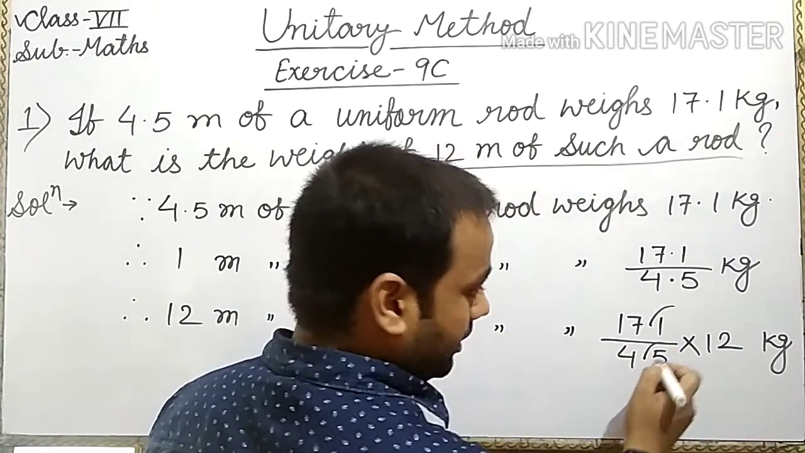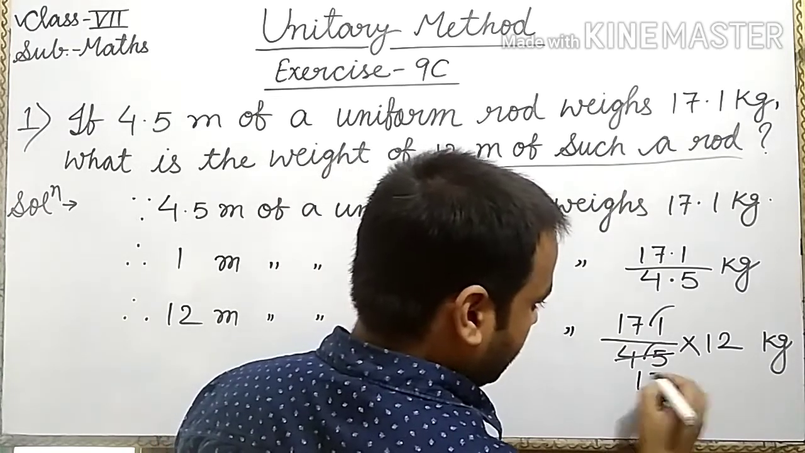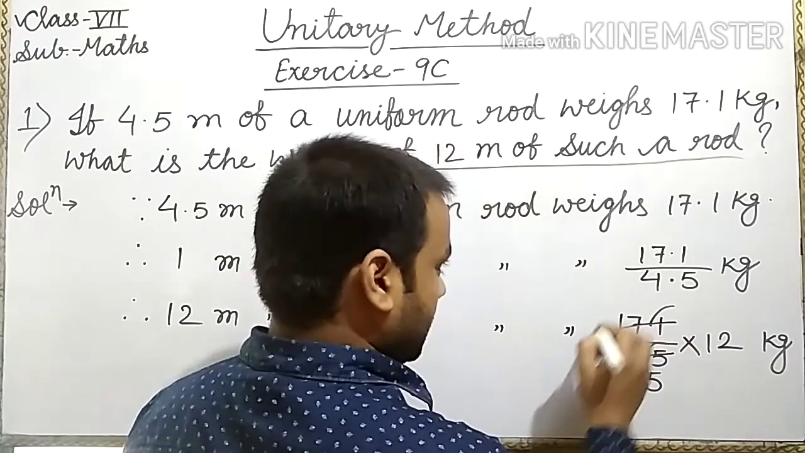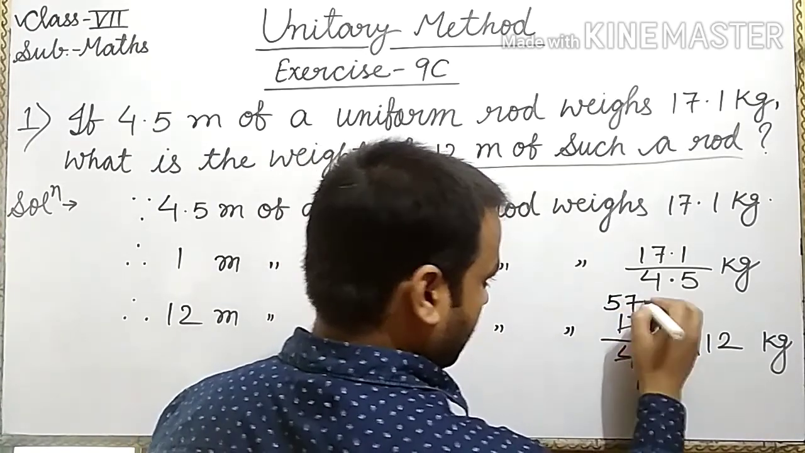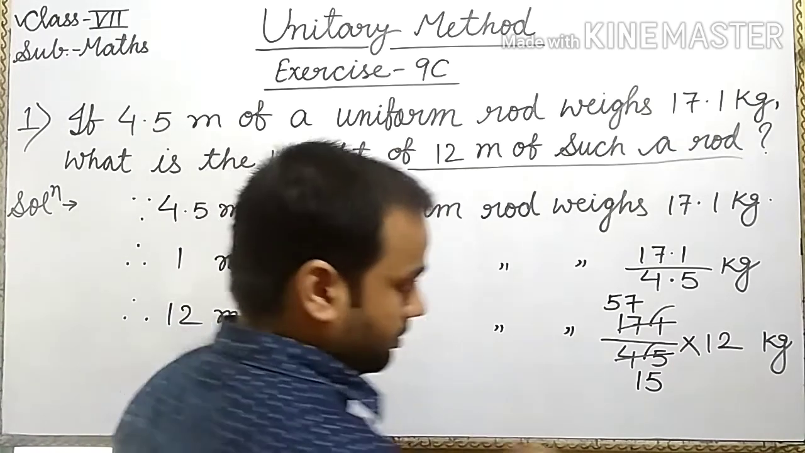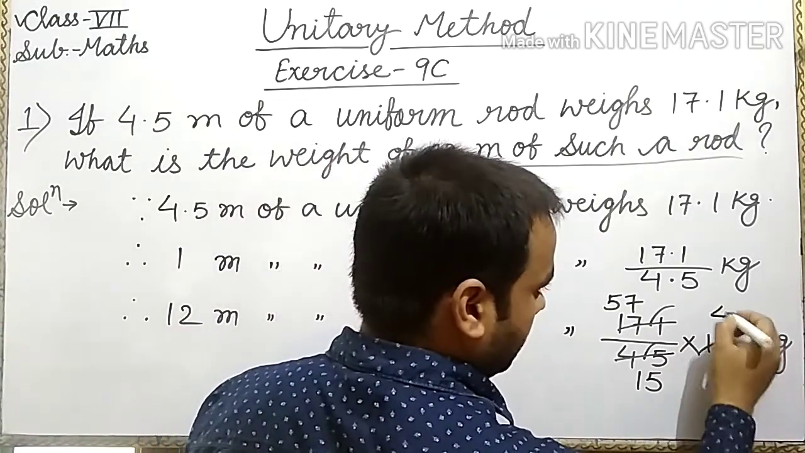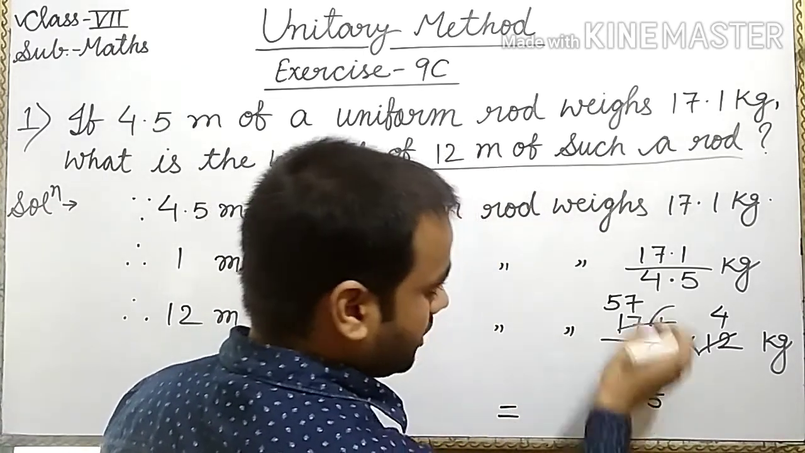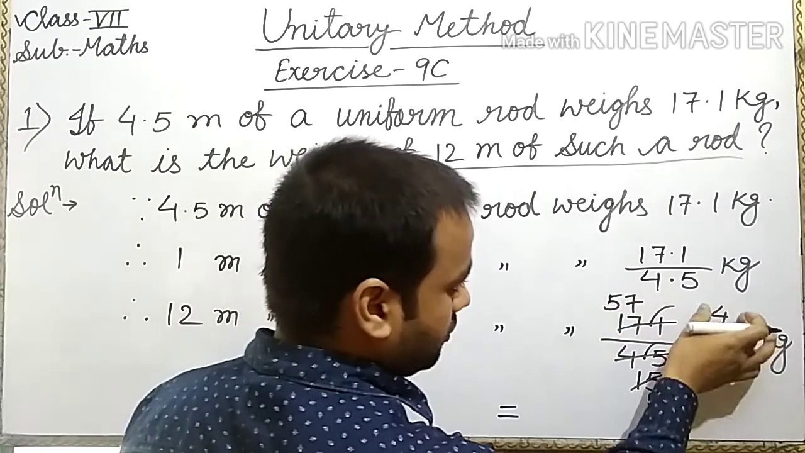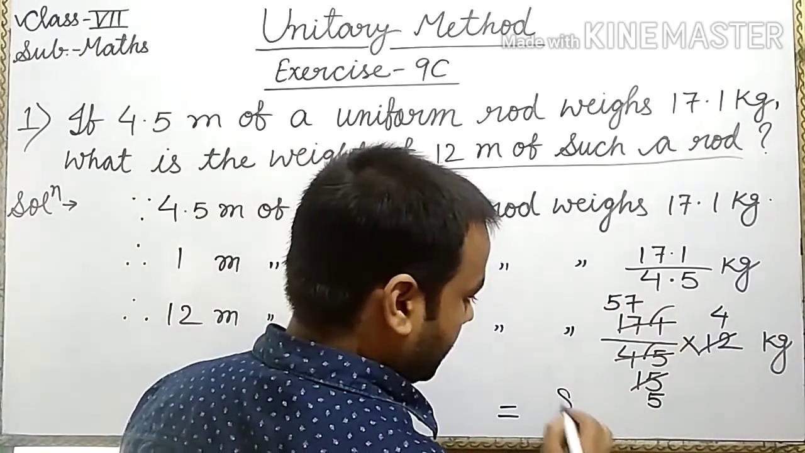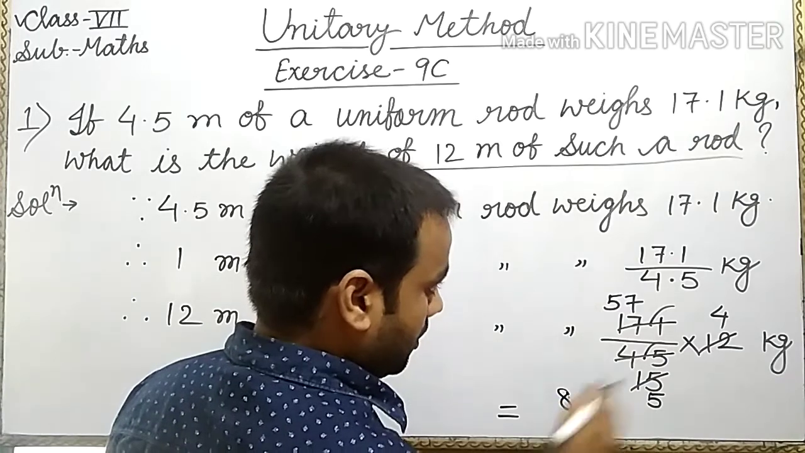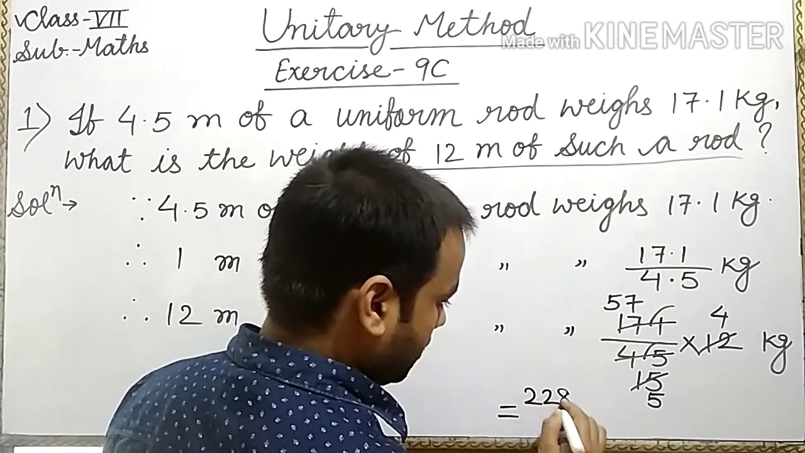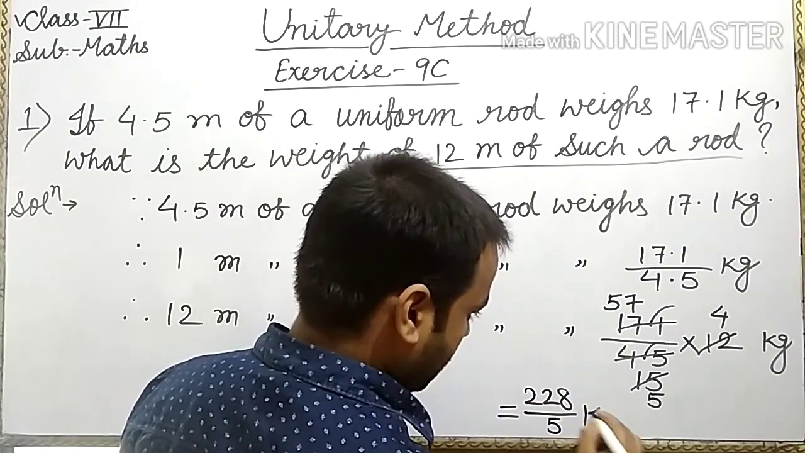A table of 3: 3 fives are 15, 3 sevens are 21. Again in the table of 3: 3 fours are 12, 3 fives are 15. So here first of all multiply 57 into 4. 4 sevens are 28, carry 2. 4 fives are 20, plus 2, 22 upon 5 kg.